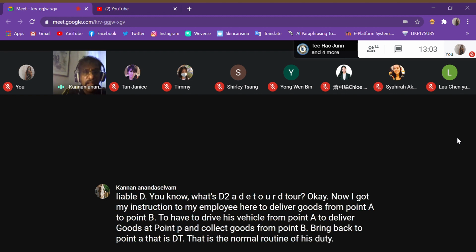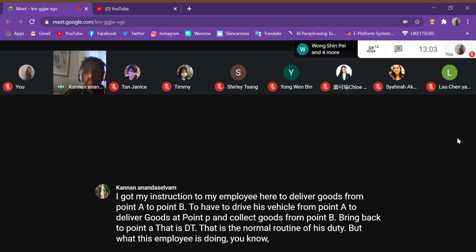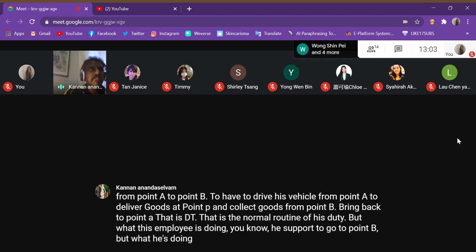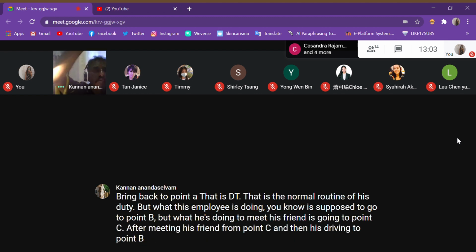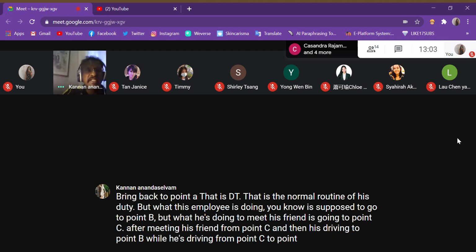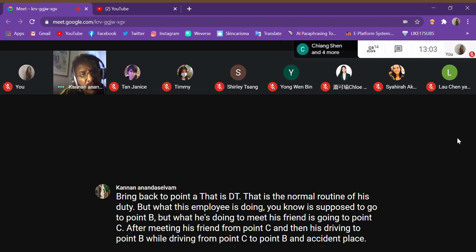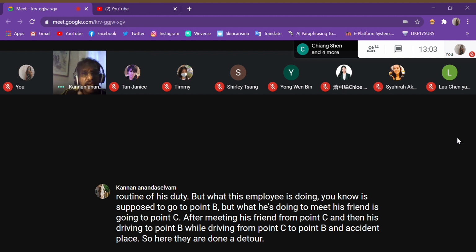But what this employee is doing, he's supposed to go to point B, but to meet his friend, he's going to point C. After meeting his friend at point C, he's driving to point B. While he's driving from point C to point B, an accident has taken place. So here he has done a detour. Then the employer is not liable.